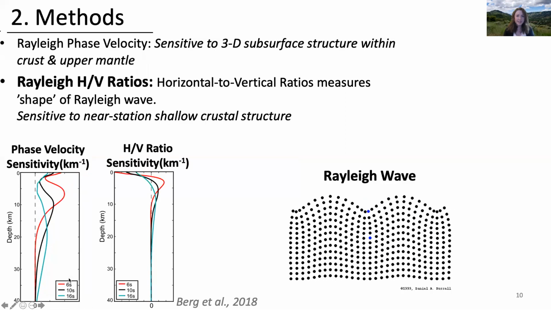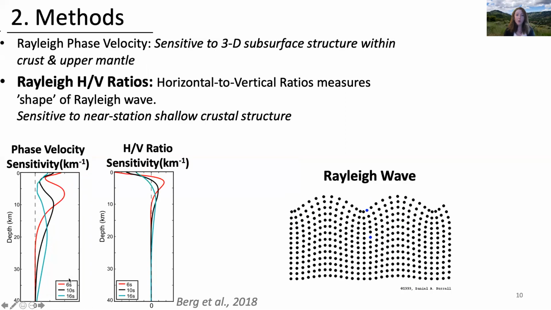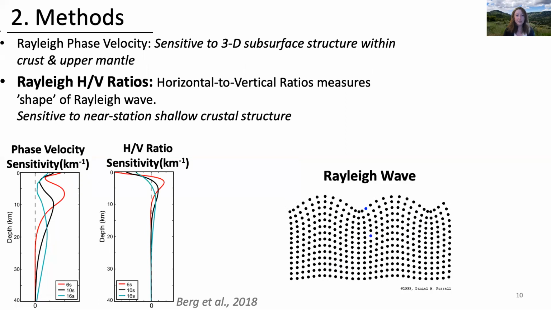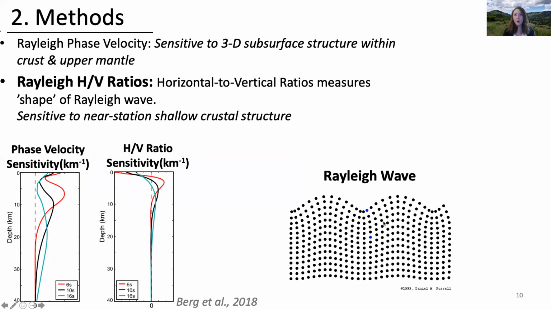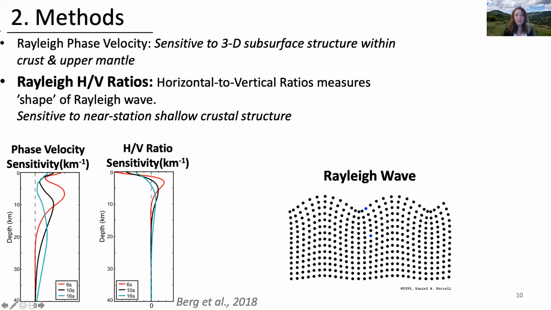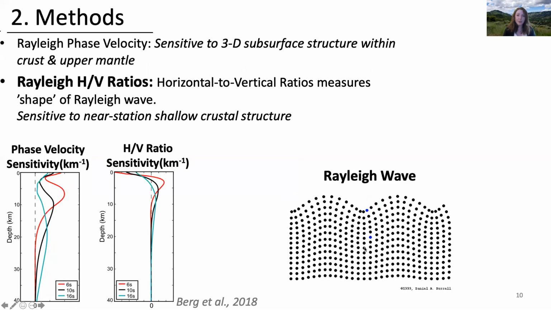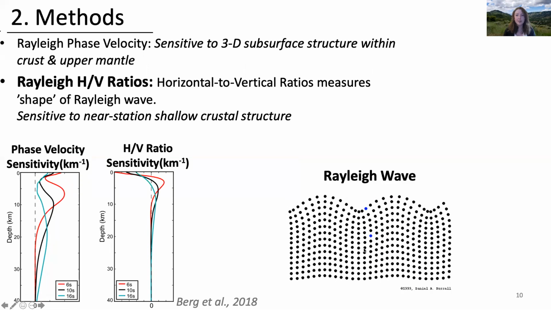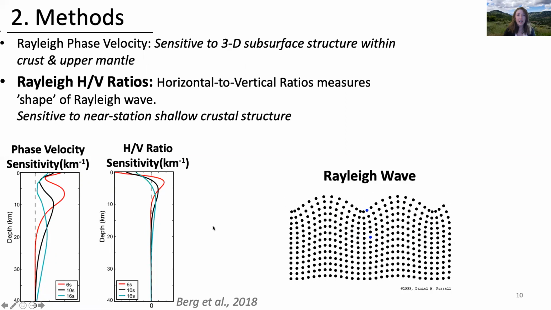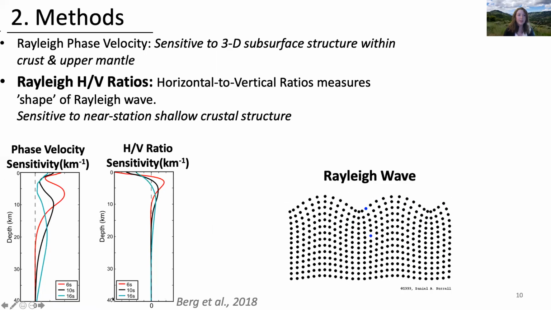One of our other data sets is Rayleigh wave ellipticity, or horizontal to vertical H/V ratios, which measures the shape or the horizontal motion versus the vertical motion of the Rayleigh wave at a specific station or location. As shown in the sensitivity kernel, H/V is sensitive to much shallower structure compared to the phase velocity for the same period. Again, we are showing sensitivity of the H/V ratio versus depth.